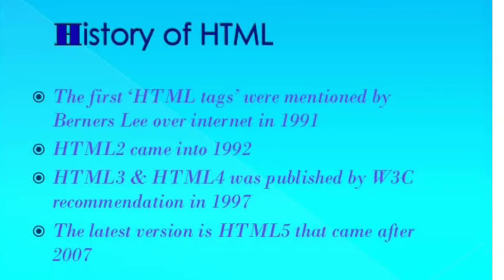Now, if I talk about the development of HTML, then you have to know that the first HTML tags, or the HTML language, was developed by Tim Berners-Lee over the internet in 1991, who is known as the father of the internet. After that, in 1992 HTML2 came, and in 1997 W3C published HTML3, HTML4, and now HTML5 is the latest version of HTML which is available to create web pages.